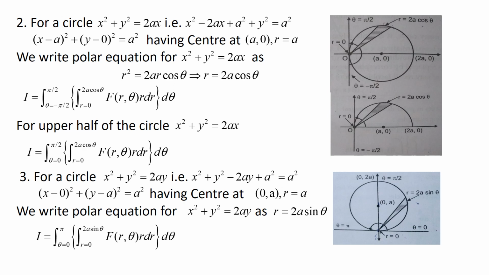Now consider the circle x square plus y square equal to 2ax, which we can rewrite as x square minus 2ax plus a square minus a square, shifting the term to the right hand side. To make a complete square for the x and a terms, since the term is 2ax, it can be represented as x minus a whole square plus y minus 0 whole square equal to a square, which is the circle with center at a comma 0, that is along the x axis, and radius a.